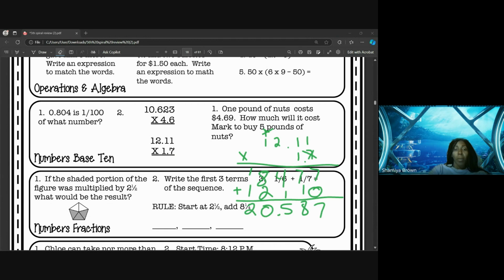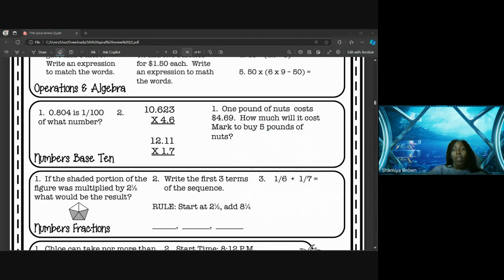And the last problem says 1 pound of nuts costs $4.69. How much will it cost Mark to buy 5 pounds of nuts? So that's going to be 4.69 times 5. So I'm multiplying by a decimal. So I can stack it up.